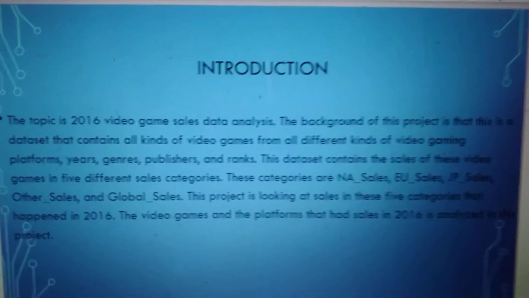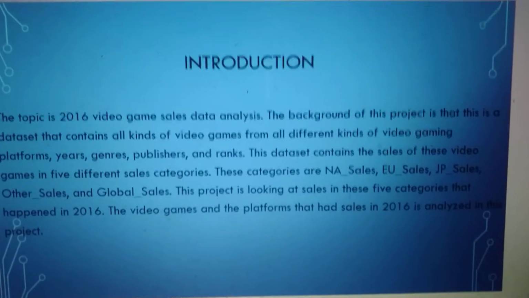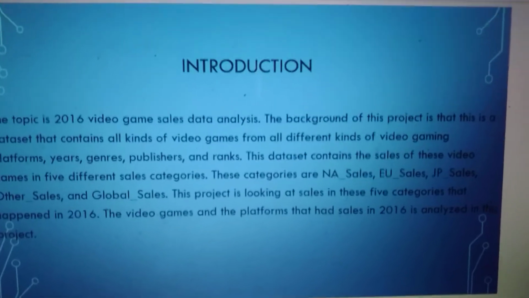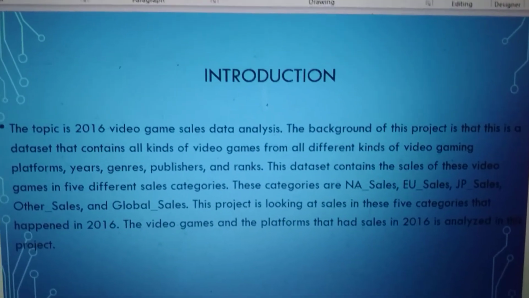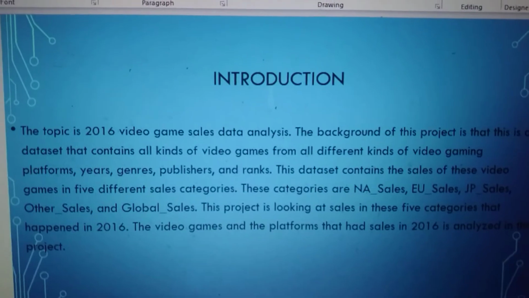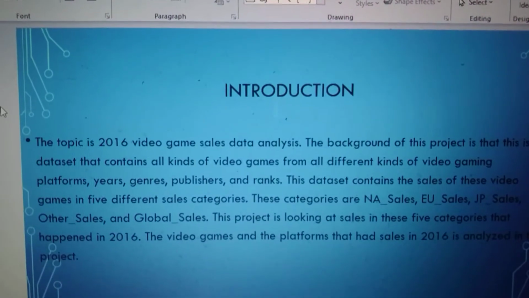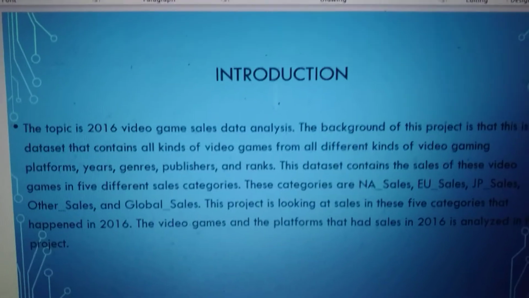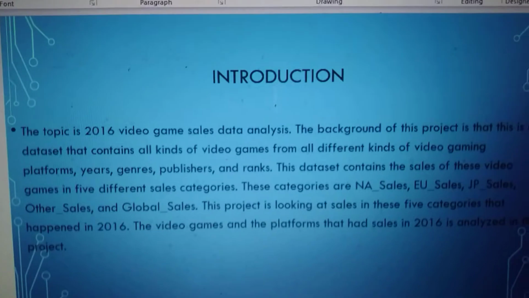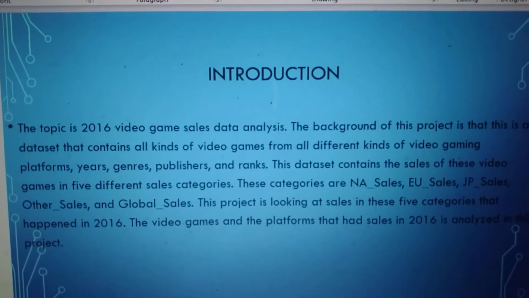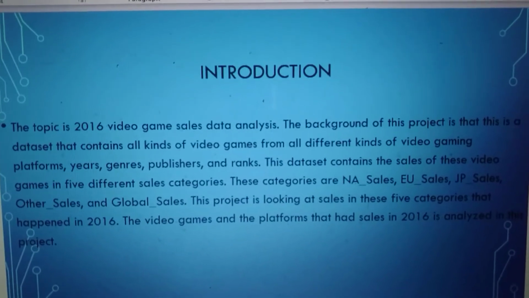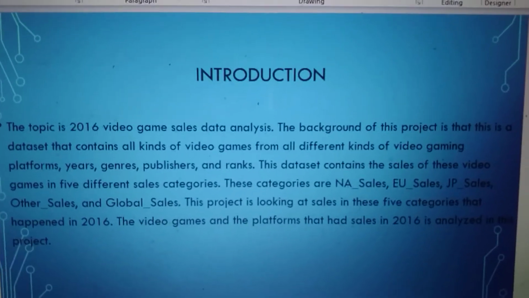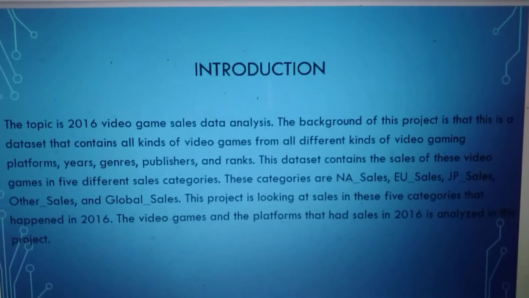Introduction. The topic is 2016 Video Game Sales Data Analysis. The background of this project is that this is a data set that contains all kinds of video games from all different kinds of video game platforms, used genres, publishers, and ranks. This data set contains the sales of these video games in 5 different sales categories. These categories are NA sales, EU sales, JP sales, other sales, and global sales. This project is looking at sales in these 5 categories that happened in 2016. The video games and the platforms that had sales in 2016 are analyzed in this project.